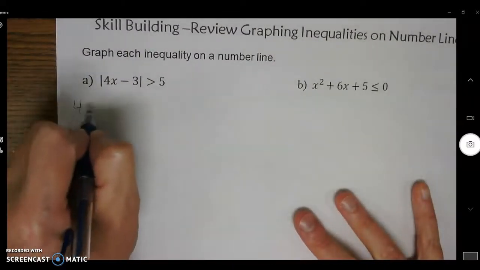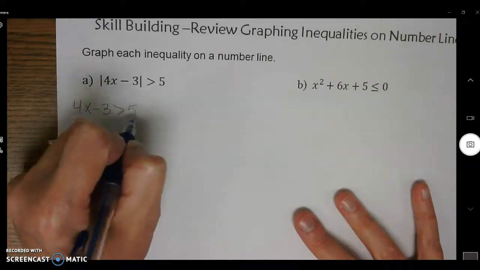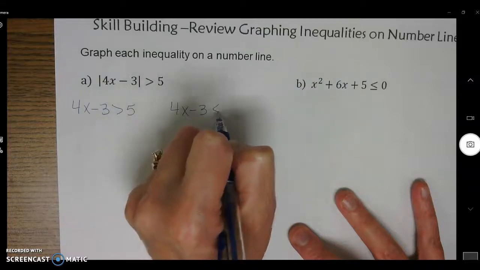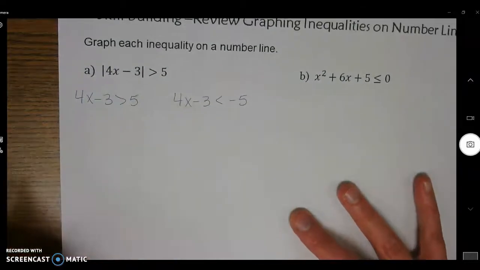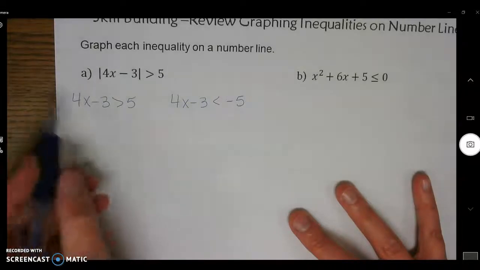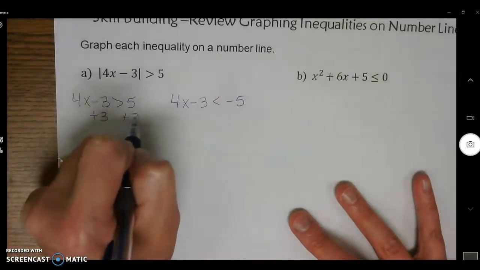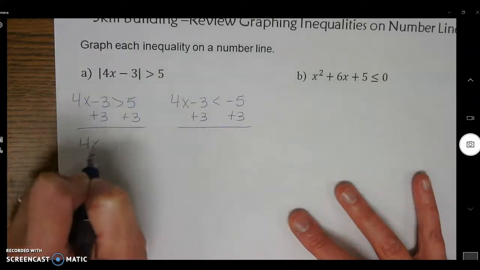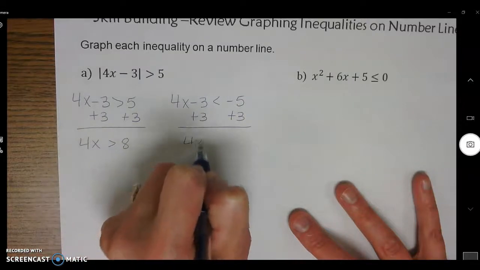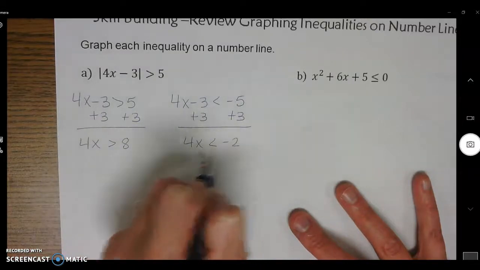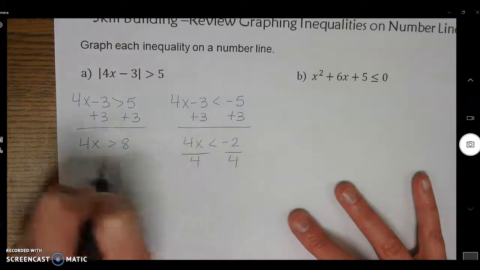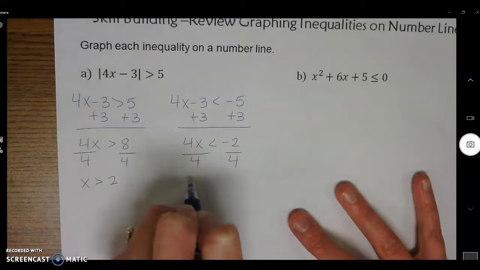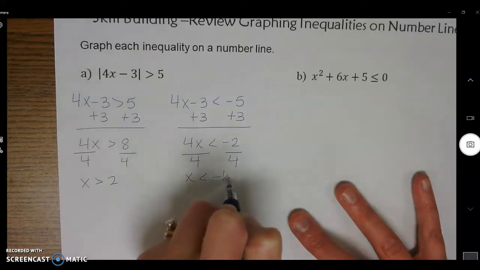So the first thing we're going to do is write the problem like it is. And then when we write its negative version, we're going to flip the inequality sign and the number. So negatives do quirky things that way. We're going to go ahead and solve everywhere. So 4x is greater than 8 and 4x is less than negative 2. Divide by 4. X is greater than 2 and x is less than negative 1/2.